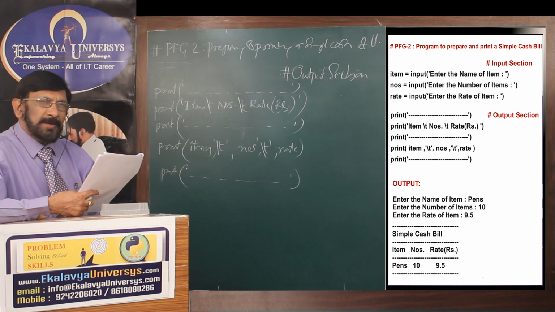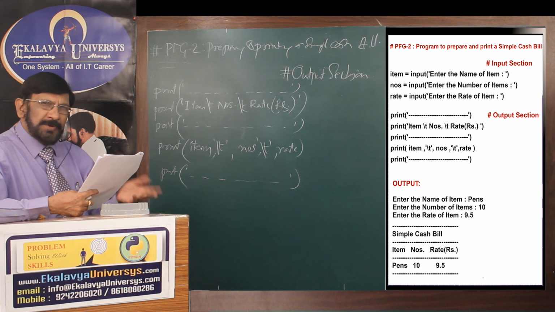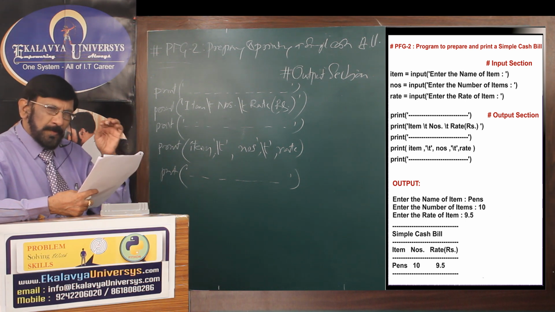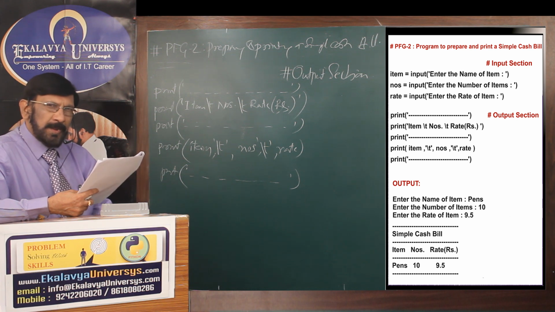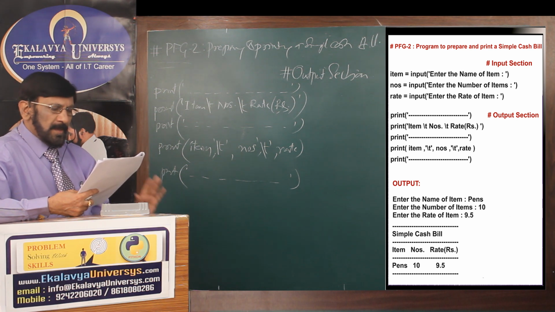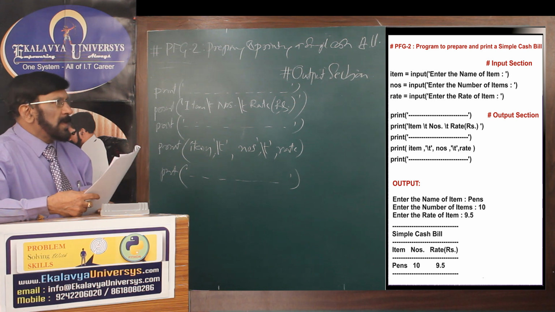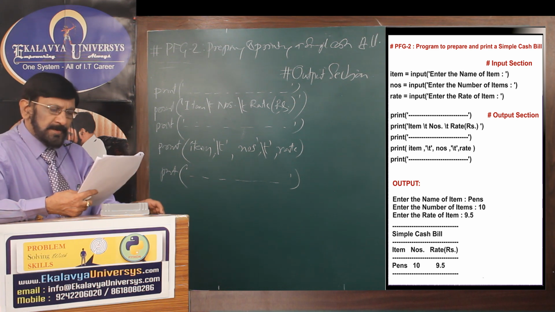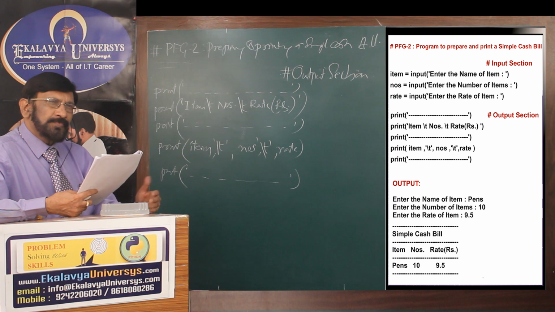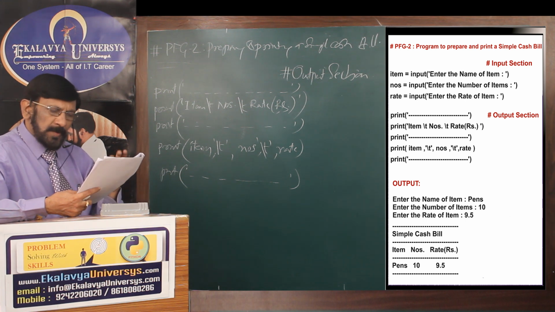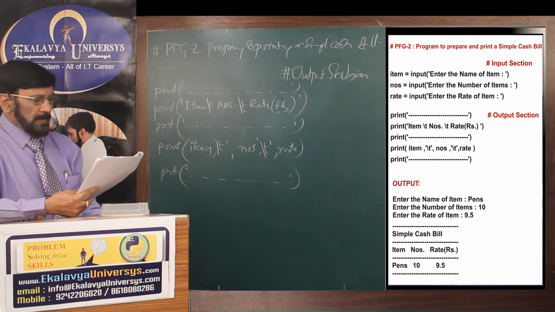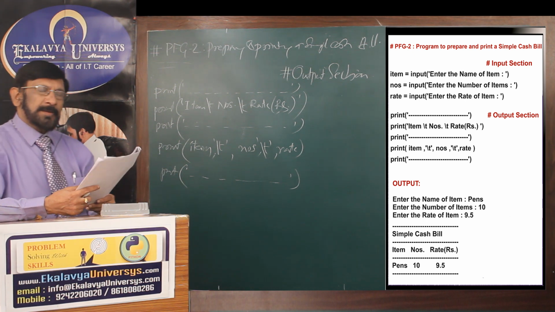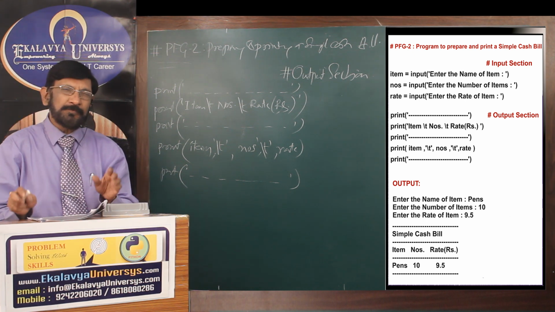In this manner you write. Being a beginner, you may commit mistakes, don't worry about that. Whatever point you couldn't understand, later in the next program you can understand. However, execute that, you get the output. Now I have given inputs, pens 10, 9.5, whatever you want. You need not give pens, you can give notebooks, anything you can give. Ultimately you can get your output in the perfect format.